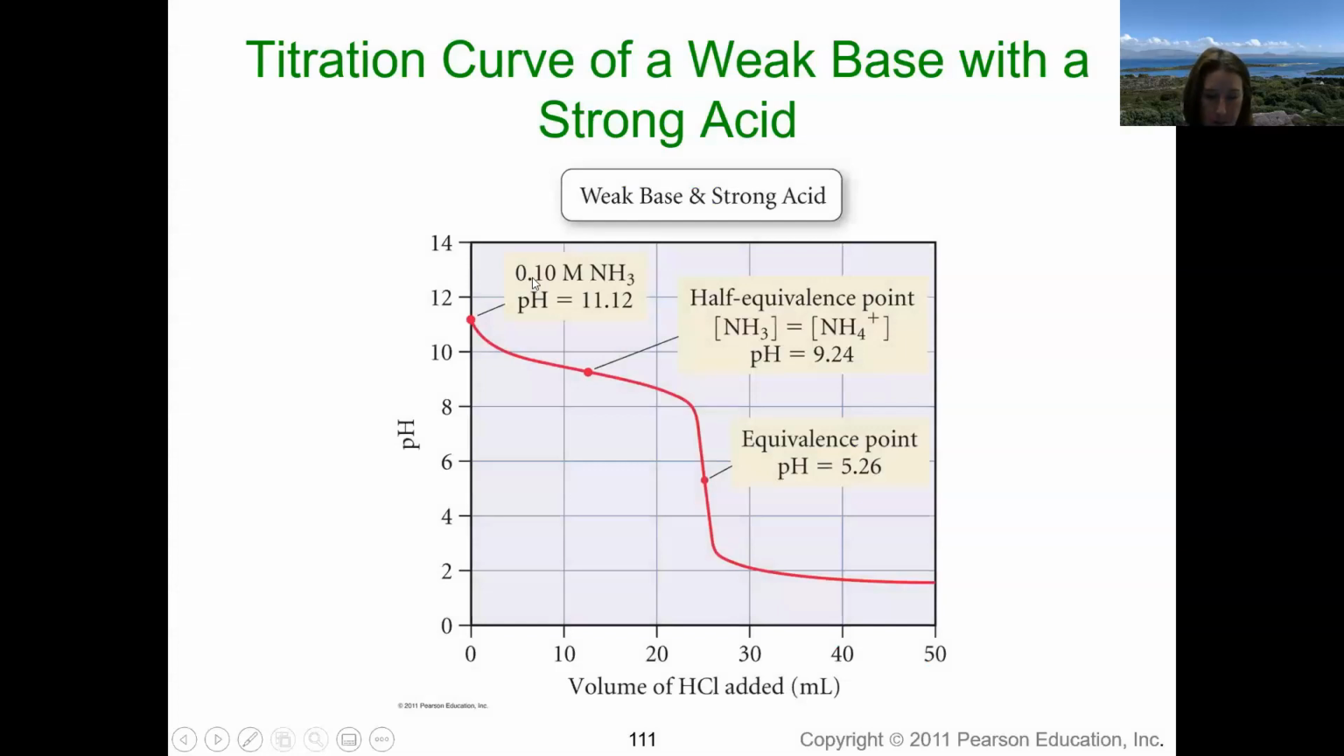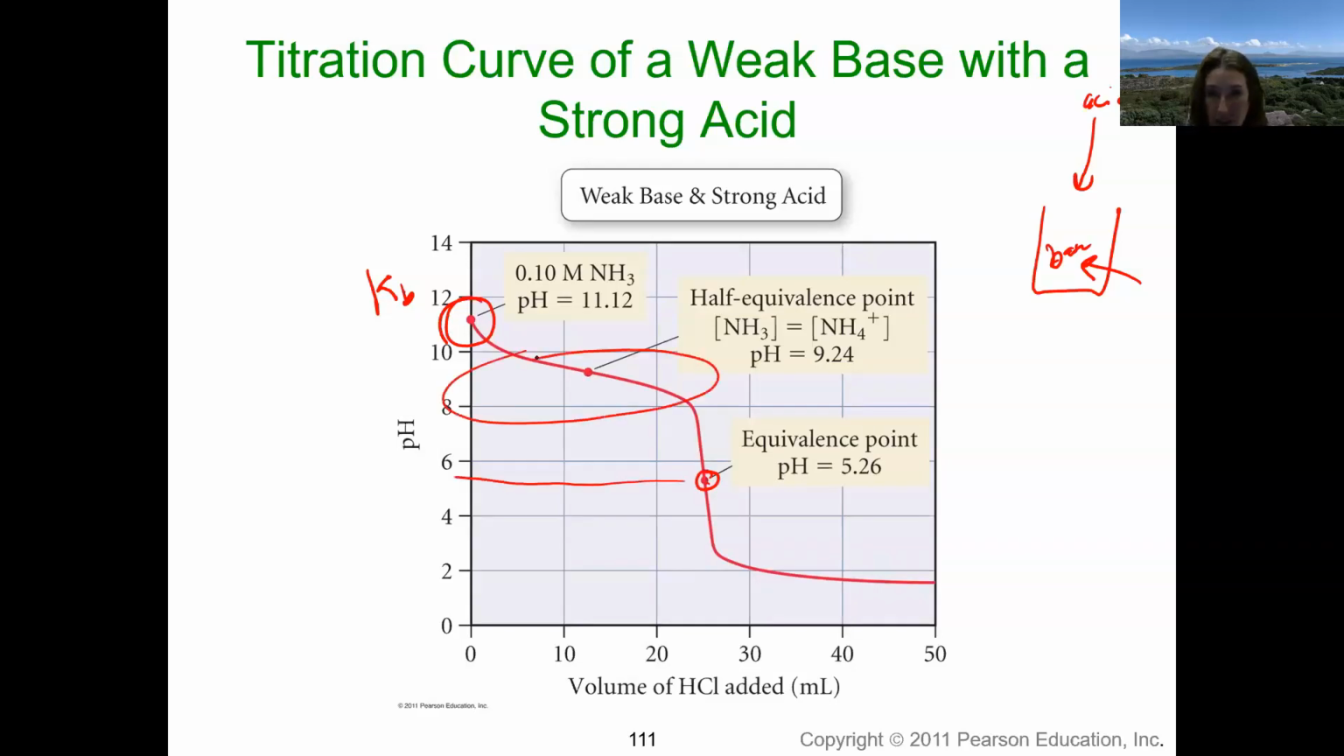Okay, so now, what about if we have a weak base and a strong acid? In this case, we have the weak base in the beaker, and we're going to add the acid to the beaker. So initially, all we have is weak base. So guess what? Kb, weak base, right? Here's our equivalence point. I'll come back to our half equivalence point here.